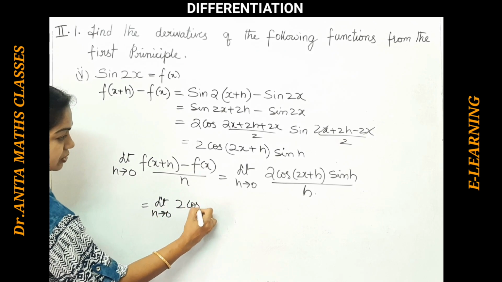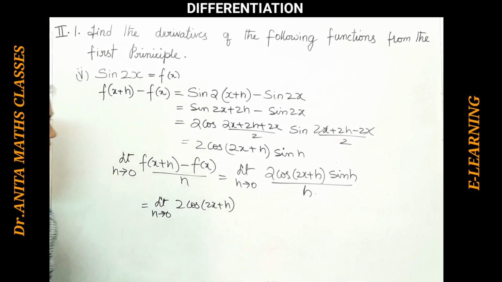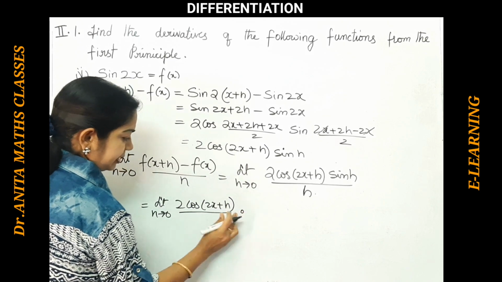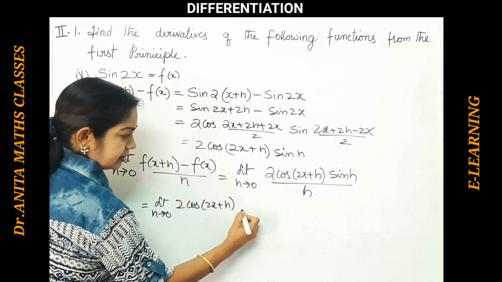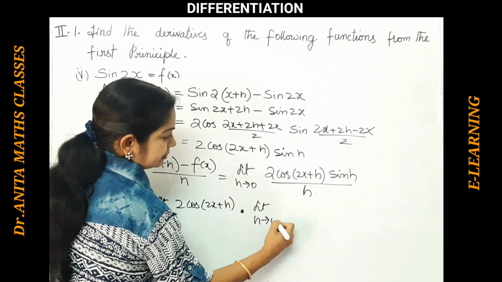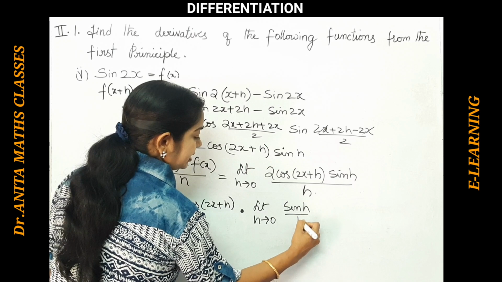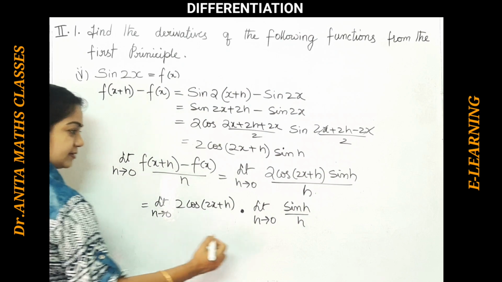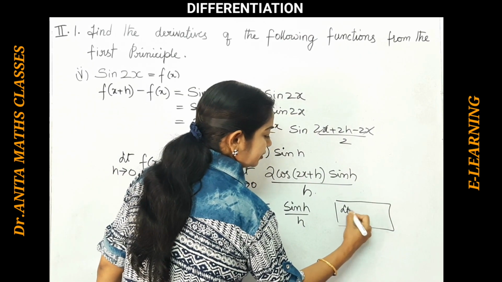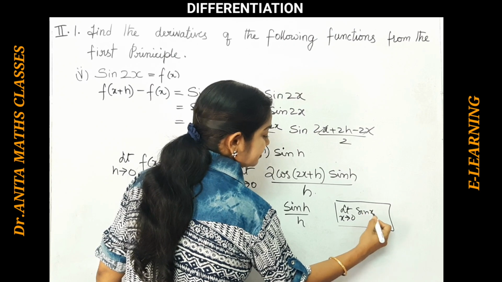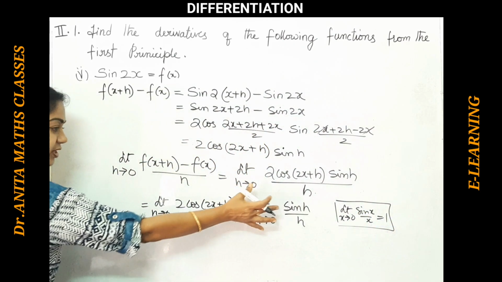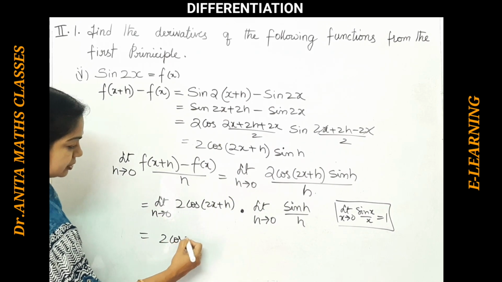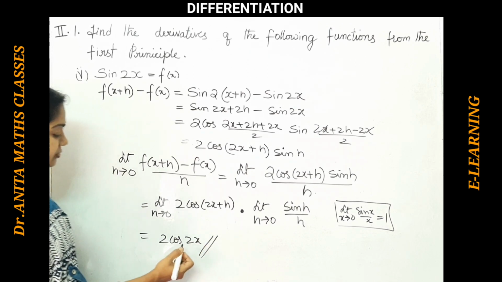Okay, so we can split the limit here, h tends to 0, 2 cos of (2x plus h), multiplied by, let us take this as multiplied by limit, we are splitting the limit here, sine h by h. So limit x tends to 0 of sine x by x, this becomes 1 here. So since we have x tends to 0, sine x by x is equal to 1, for that this becomes 1 and apply h tends to 0 here. So this becomes 2 cos 2x multiplied by 1. So this is the derivative.